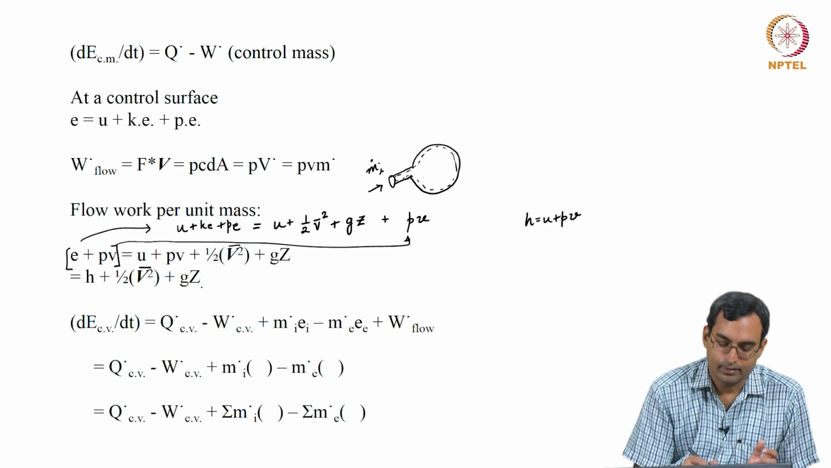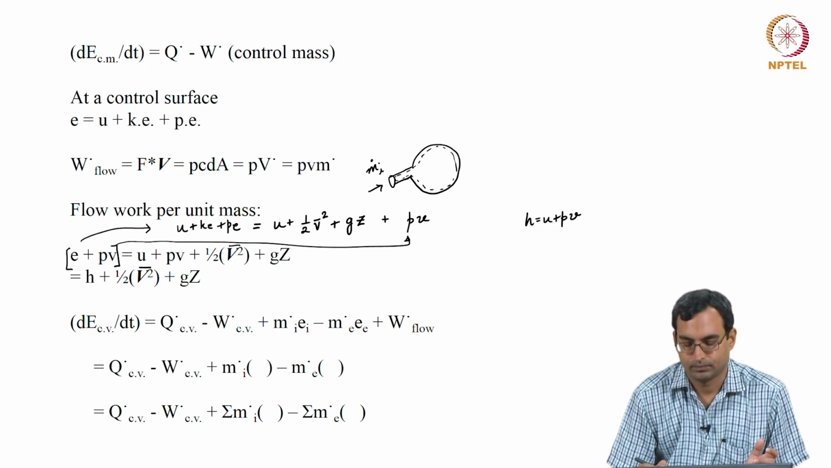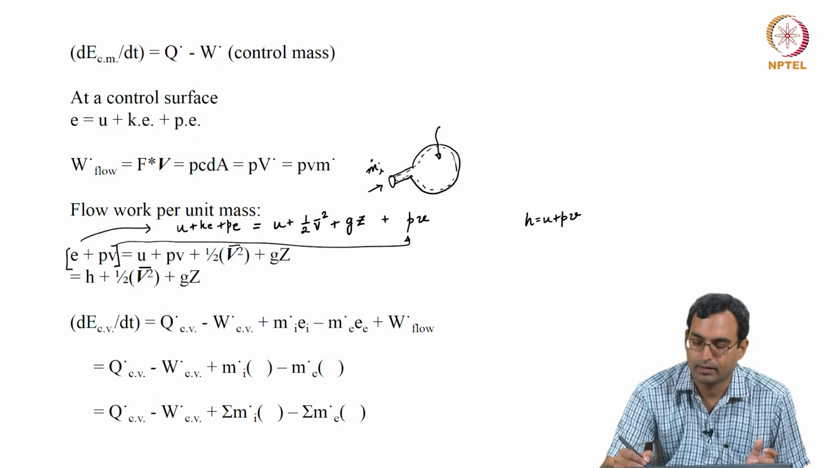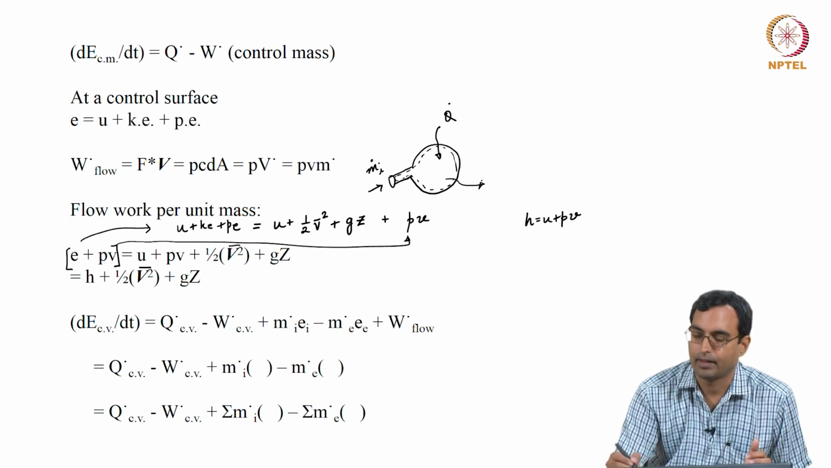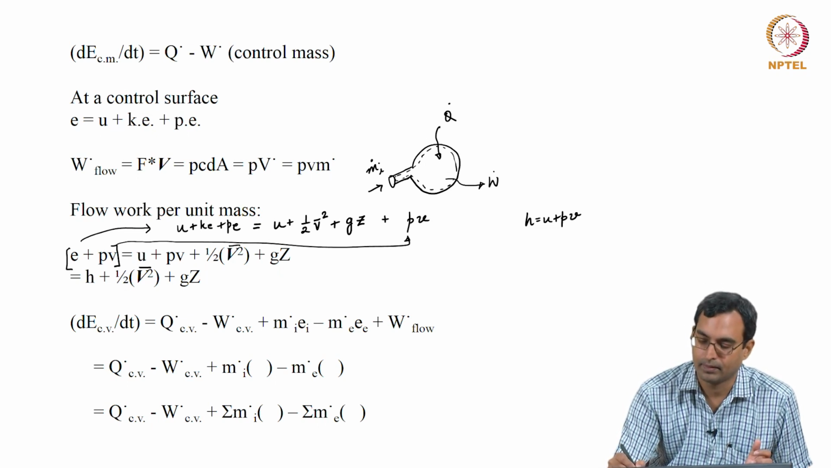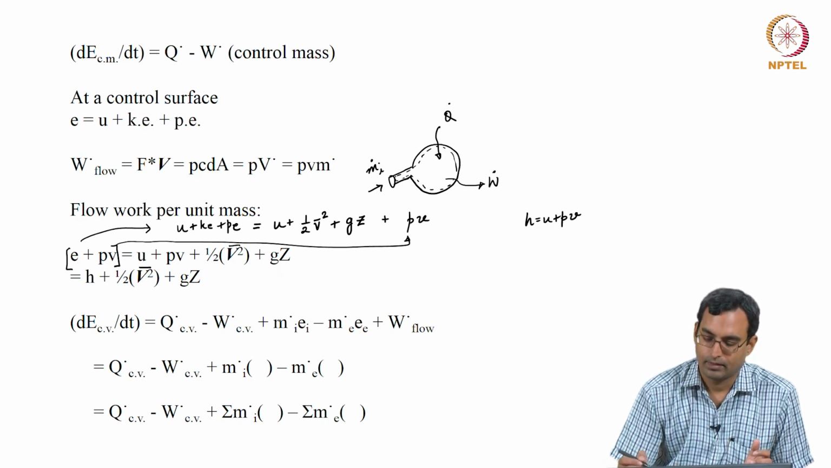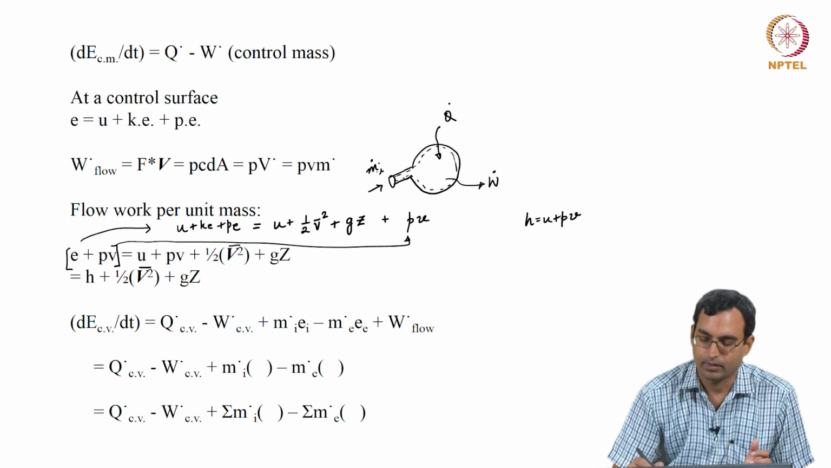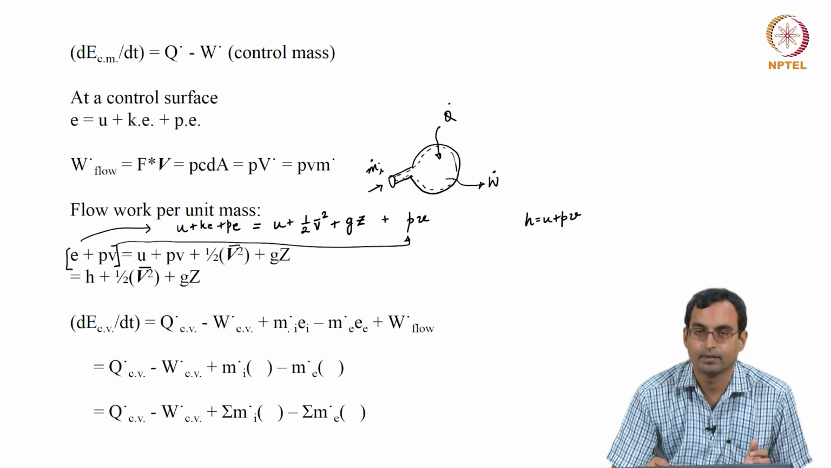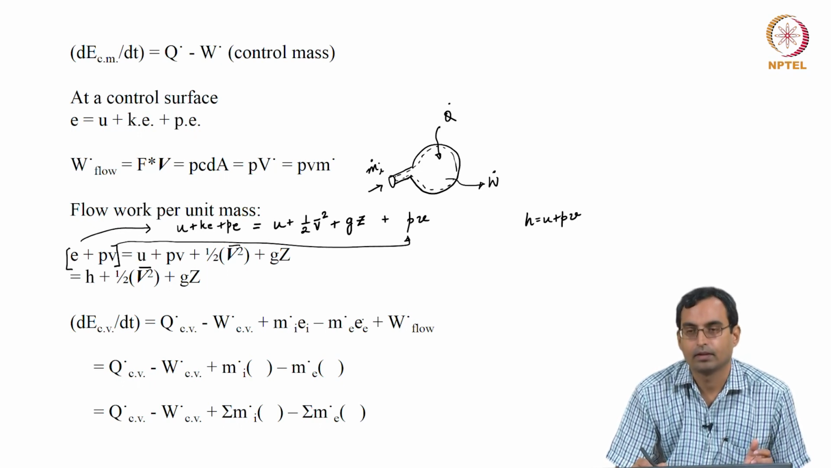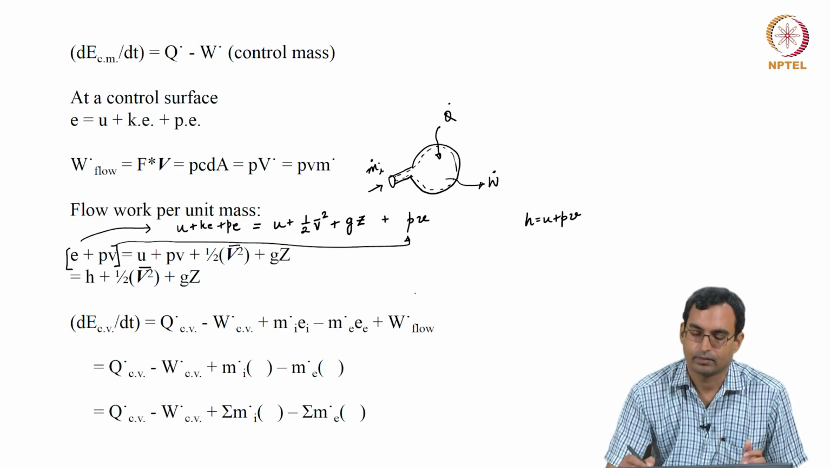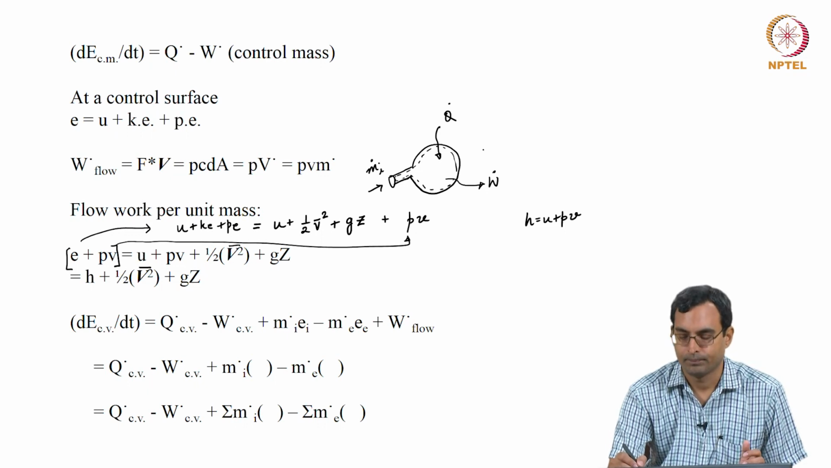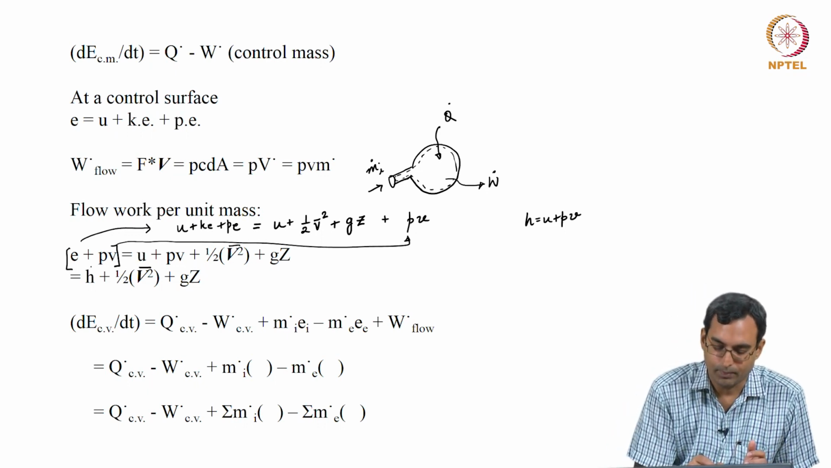So, now what I can write is dE by dt for the control volume is whatever is the heat being transferred to the control volume, minus whatever is the work being done by the control volume in some form, maybe as shaft work or electrical work or something like that, plus the mass flow rate coming in times the energy brought in by the mass flow rate, minus the mass flow rate going out times the energy taken out by it, plus any flow work coming in as well as going out. But this energy and flow work we already could sum up in this fashion.